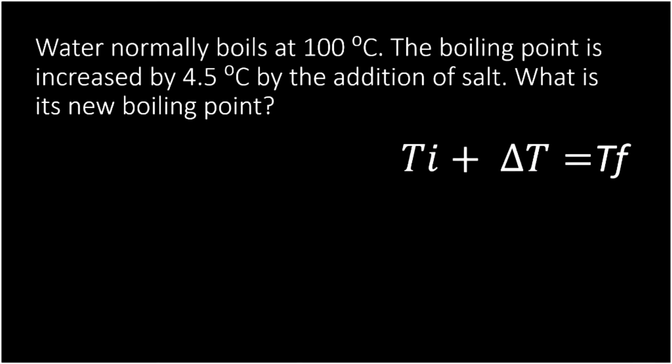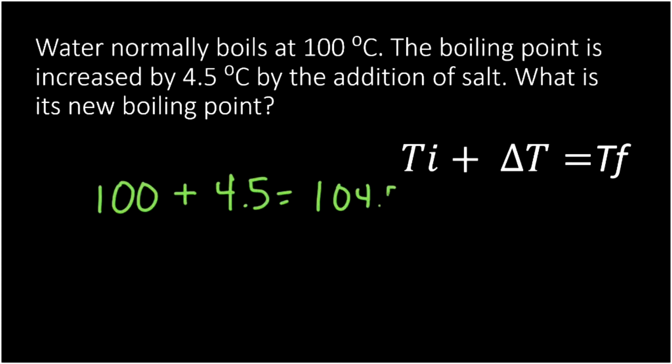So let's say that I have water, which normally boils at 100 degrees Celsius. The boiling point is increased by 4.5 degrees Celsius by the addition of salt. What's its new boiling point? Well, there, all we're going to do is take our original boiling point of 100 degrees Celsius, and we're going to add to it our boiling point elevation of 4.5, and we're going to get a new higher boiling point of 104.5 degrees Celsius. So that's the new temperature our water would boil at by the addition of salt.